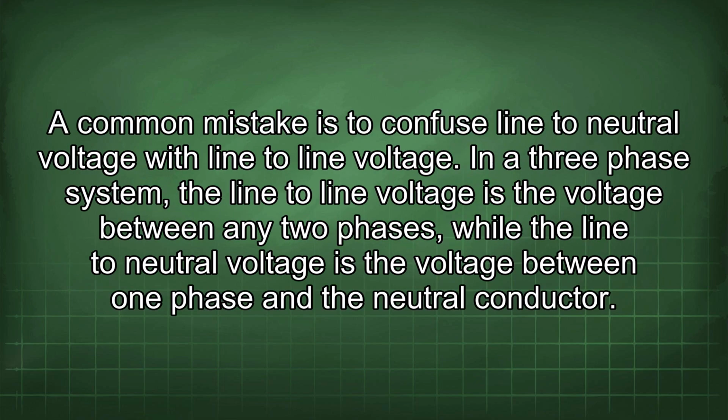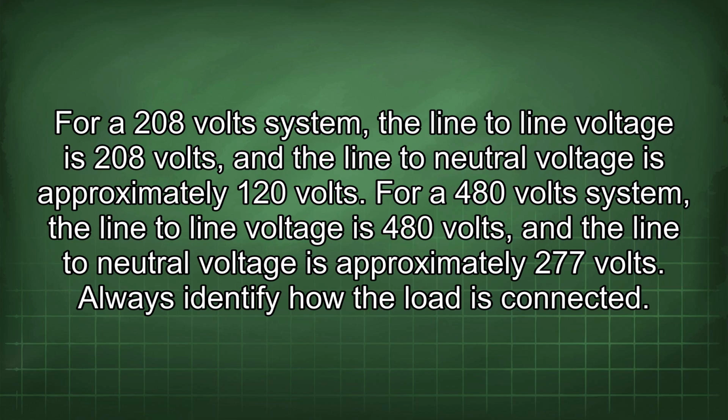A common mistake is to confuse line-to-neutral voltage with line-to-line voltage. In a three-phase system, the line-to-line voltage is the voltage between any two phases, while the line-to-neutral voltage is the voltage between one phase and the neutral conductor. For a 208 volt system, the line-to-line voltage is 208 volts, and the line-to-neutral voltage is approximately 120 volts. For a 480 volt system, the line-to-line voltage is 480 volts, and the line-to-neutral voltage is approximately 277 volts.